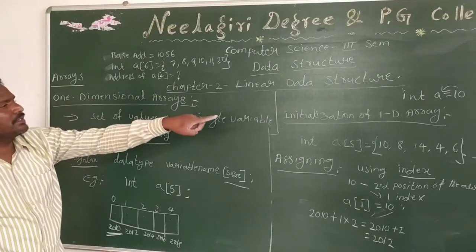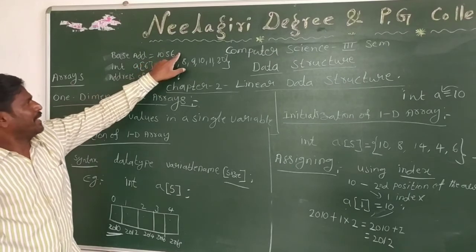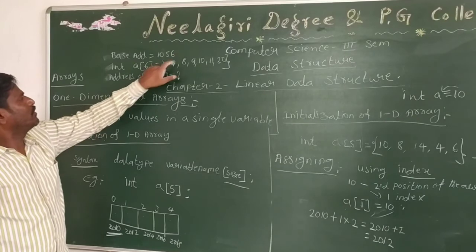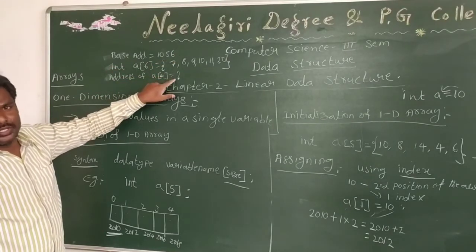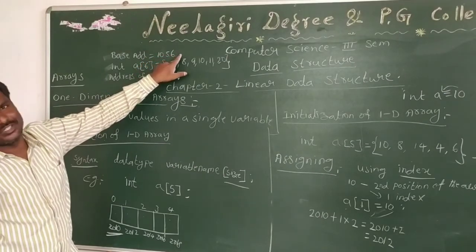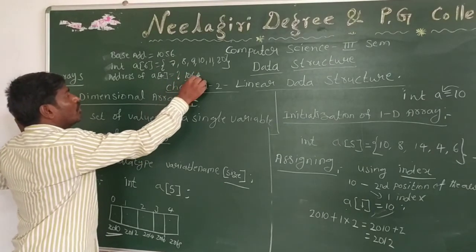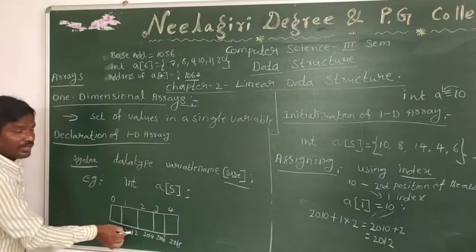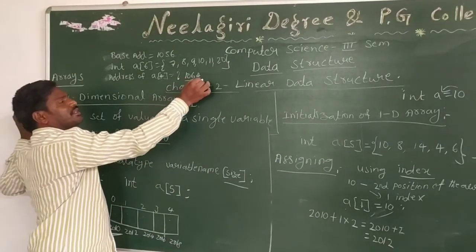Now let me apply the formula. What is the base address? 1056 plus I. I means 4. 4 into the size, size 2. 4 into 2, 8. 1056 plus 8. 1064 is the answer. Now check in your notebook by writing like this. So the base address is 1056. Write down and verify that the answer is correct.